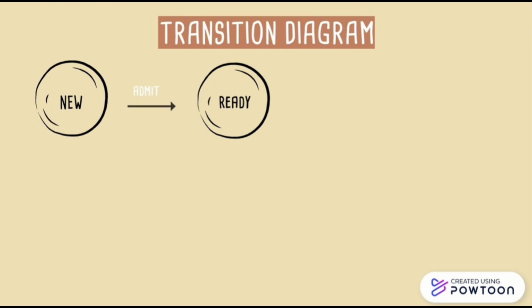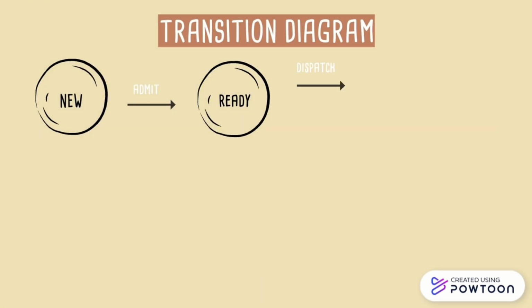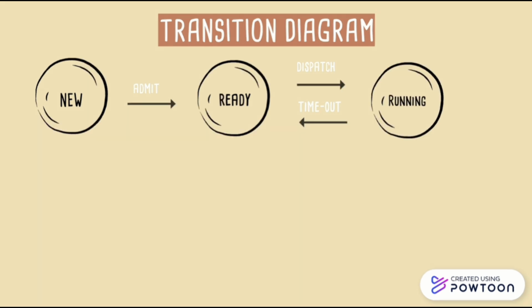In the ready state, the process is in main memory and is waiting to be assigned to a CPU. The process is ready to run, but is waiting for CPU availability. The transition from the ready state to the running state occurs when the process scheduler selects the process to run on the CPU. And this state indicates that the process is currently being executed by the CPU.